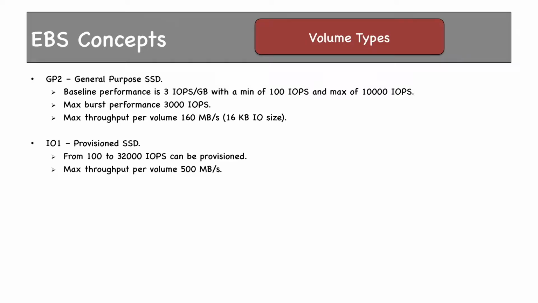The second type of volume is provisioned IOPS or IO1, which is SSD backed and is designed for mainly database workloads. Using IO1, IOPS can be explicitly mentioned and is not dependent on the volume size. You can mention 100 to 32,000 IOPS per volume. One thing to note though, maximum ratio of provisioned IOPS to volume size cannot be more than 50:1. That means if volume size is 100 GB, then provisioned IOPS cannot be more than 5000. Let's see it in the console.